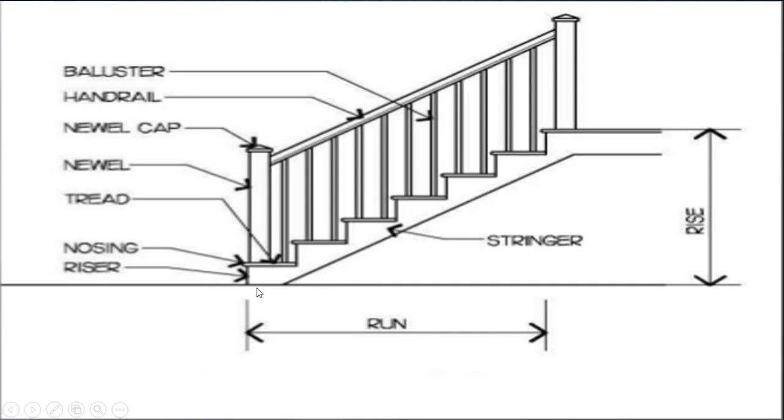Riser, the vertical portion. See, in these steps we are only having riser and tread. Riser is nothing but in the step, the vertical portion of a step is termed as riser, and the horizontal portion of a single step is called as tread. So in this step, this is riser, this is tread, riser, tread, riser, tread. So the combination of these two, riser and tread, forms a step. Okay.